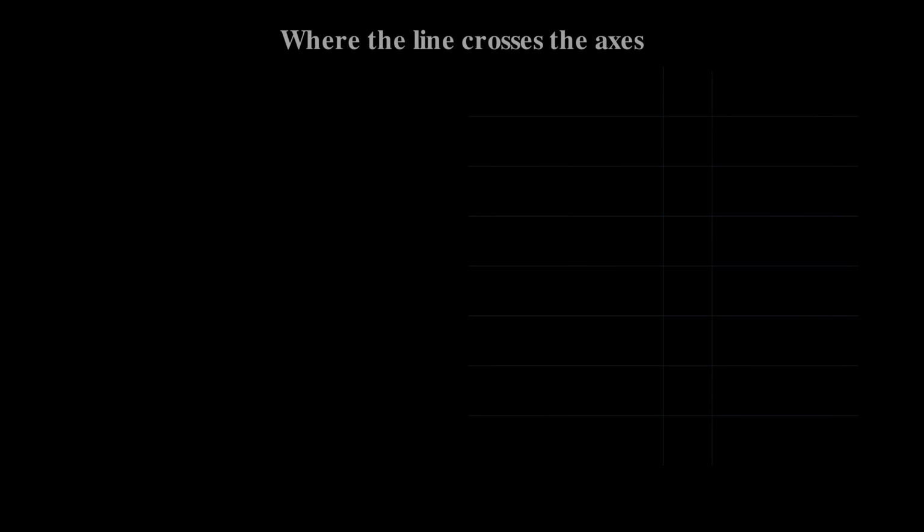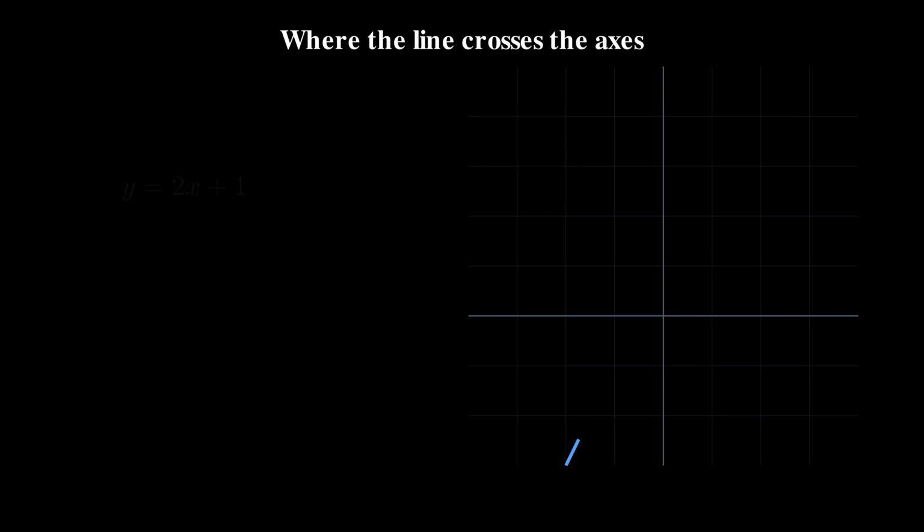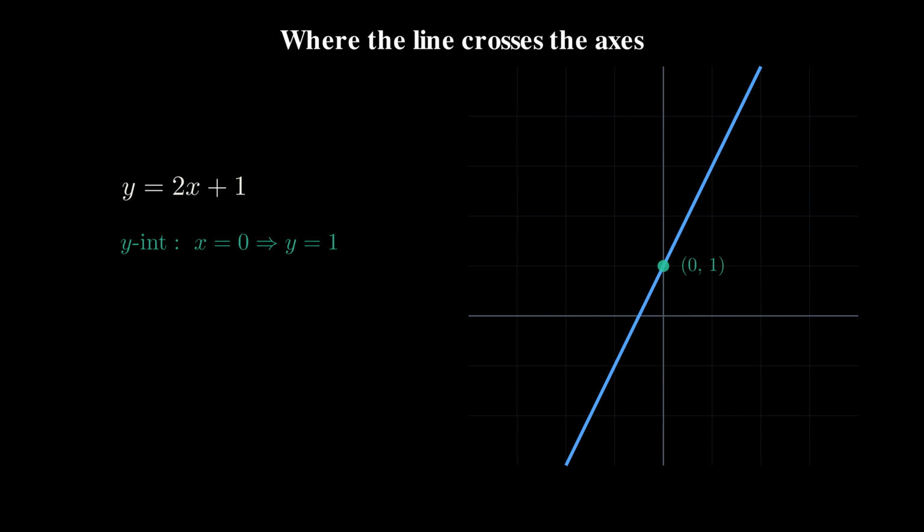Two special points sit on almost every exam line, where it crosses each axis. To find the y-intercept, set x to 0, and in y equals mx plus c, that leaves y equals c. So the y-intercept is just c. For y equals 2x plus 1, that's the point (0, 1).